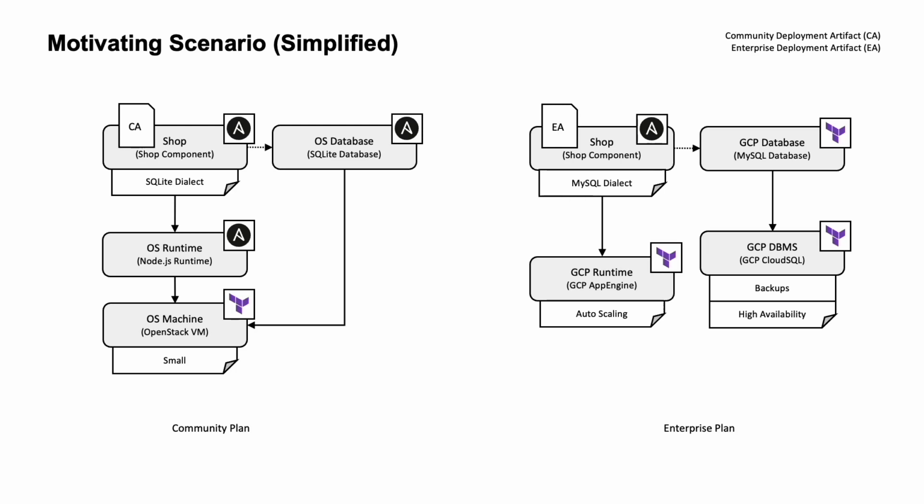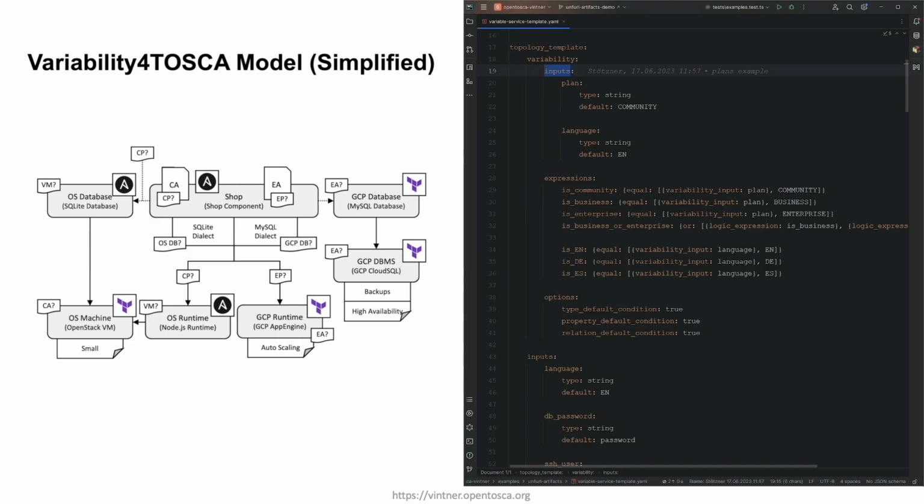To model this kind of deployment variability, we extended TOSCA by conditional elements and introduced Variability4TOSCA. Let's have a look at the Variability4TOSCA model of our motivating scenario. Here, we model variability inputs. For this demonstration, the variability input plan is of interest. This input specifies which plan is required. These inputs are then used in variability conditions to model conditional elements.